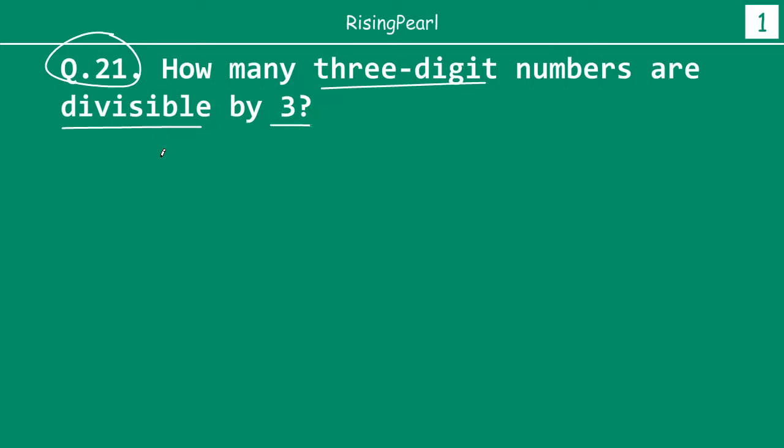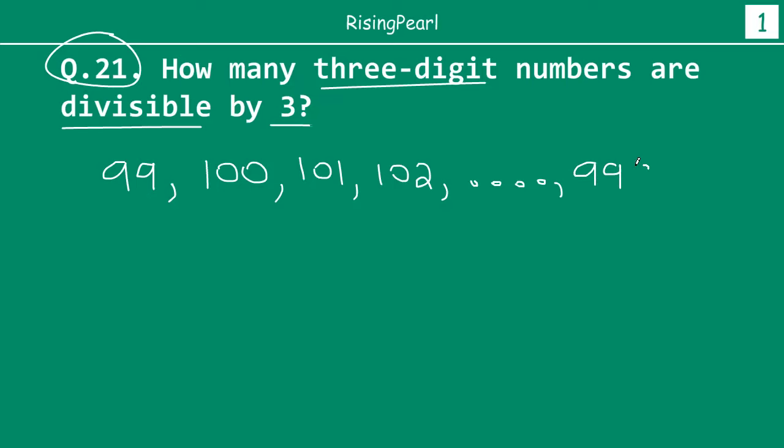So let's write three-digit numbers. The greatest two-digit number is 99. This is the highest two-digit number. Then we get the three-digit number 100. Then we get 101, 102, and then this goes on and on, and eventually we get 999. And this is the largest three-digit number. And then we have four-digit numbers.